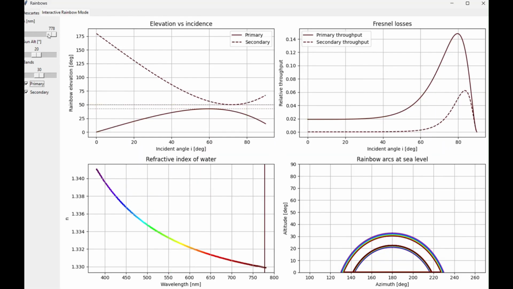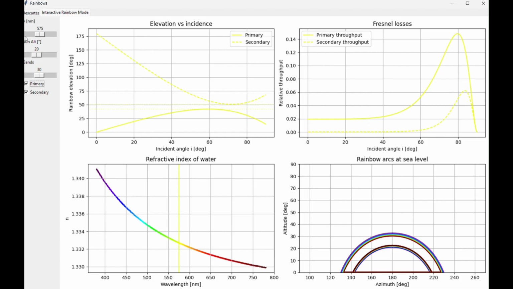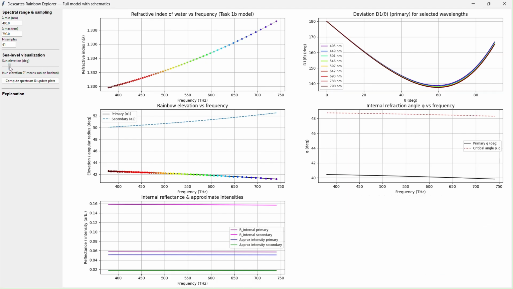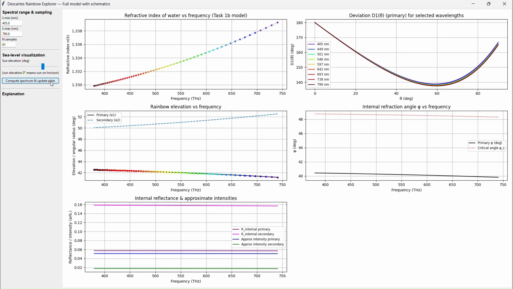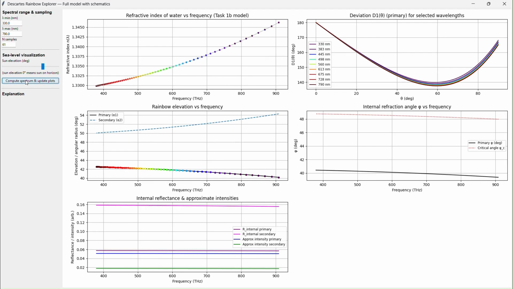For task 11, modeling rainbows, I use the speed of light frequency conversion alongside the formula used in 1b for the dispersion model of water, Snell's law of entry refraction, ray deviation angles, and angular position, Fresnel reflection and transmission losses, as well as mapping the altitude and azimuth in space relative to the antisolar point to calculate the arc of the rainbows.